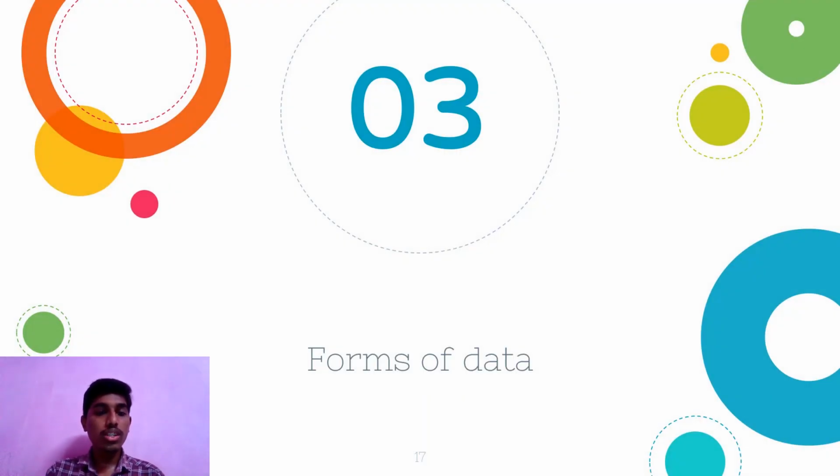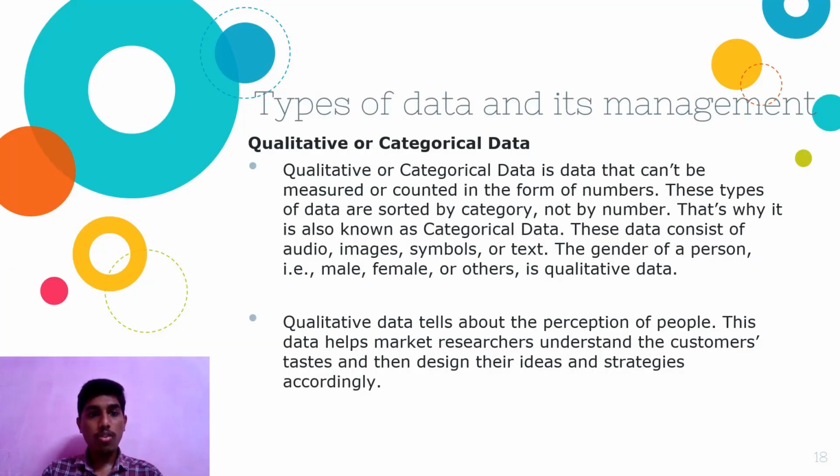So let's discuss the different forms of data. The data is categorized into many forms. One of these is qualitative or categorical data. Qualitative or categorical data is data that cannot be measured or counted in the form of numbers. These types of data are sorted by category, not by numbers. That's why it is also known as categorical data. These data consist of audio, images, symbols, or text. The gender of a person, that is male, female, or other, is qualitative data.